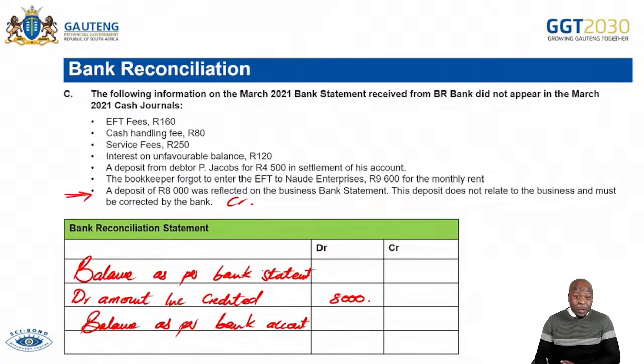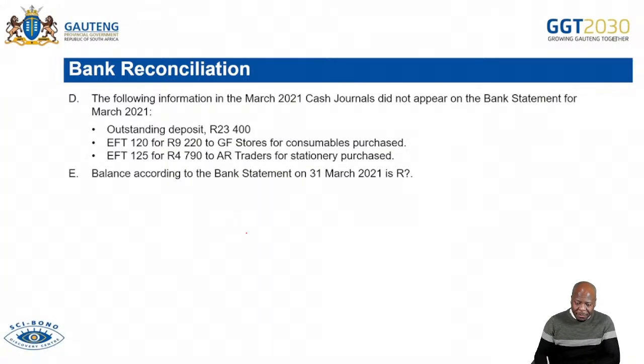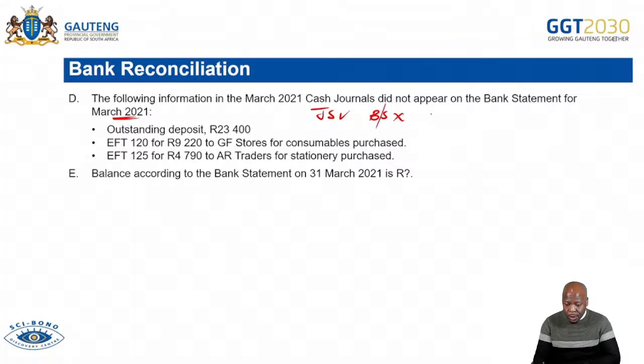Okay, can I move on to the next one then? Now, D, it reads, the following information in the March 2021 cash journals did not appear on the bank statement for March 2021. So this information is in the journals that were done by us, but it is not on the bank statement by them. So where do we take this now? We take it to the BRS.